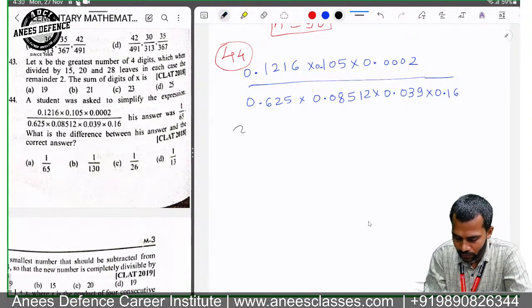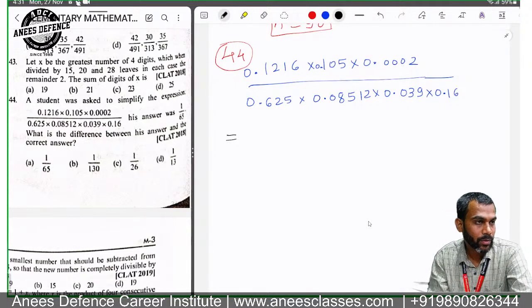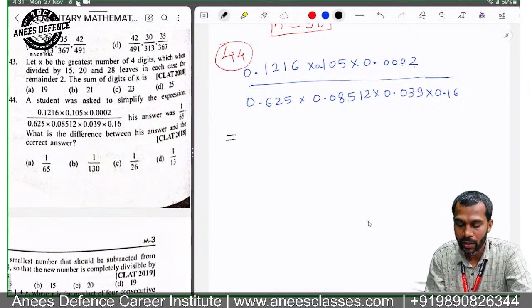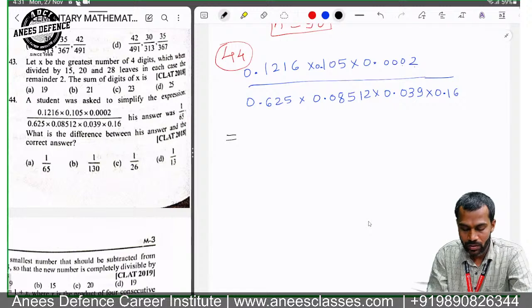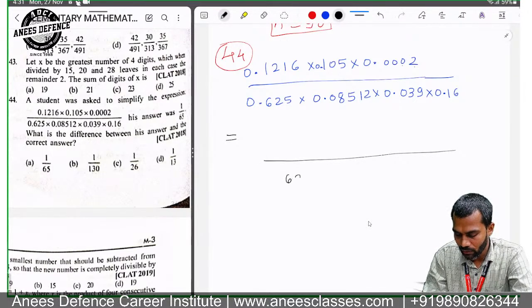Now, if I count here, how many digits are there after the decimal point? Yes or no? 1, 2, 3, 4, 5, 6, 7, 8, 9, 10, 11. And here, 1, 2, 3, 4, 5, 6, 7, 8, 9, 10, 11, 12, 13. So I need to multiply by 10 raised to 13 on both numerator and denominator. Yes or no? So if you multiply in the denominator by 10 raised to 13, it becomes 625.